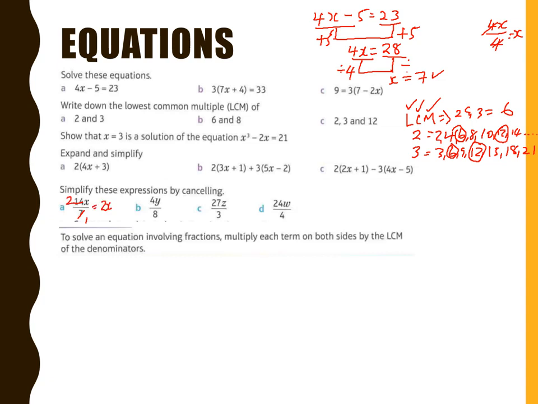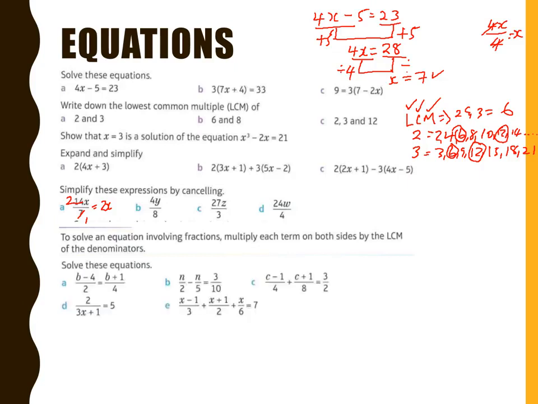To solve an equation involving fractions, multiply each term on both sides by the LCM of the denominators. So if we were to use this example, for instance, b minus 4 over 2 equals b plus 1 over 4, what is the lowest common multiple of 2 and 4? Well, it's actually 4. So you're multiplying each term on both sides by the LCM of the denominators. So I would go times 4 on here, times 4 on there.